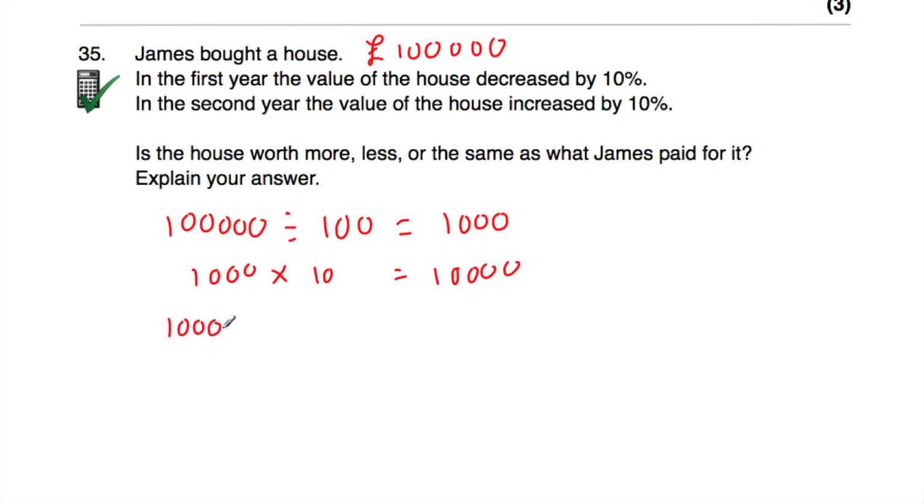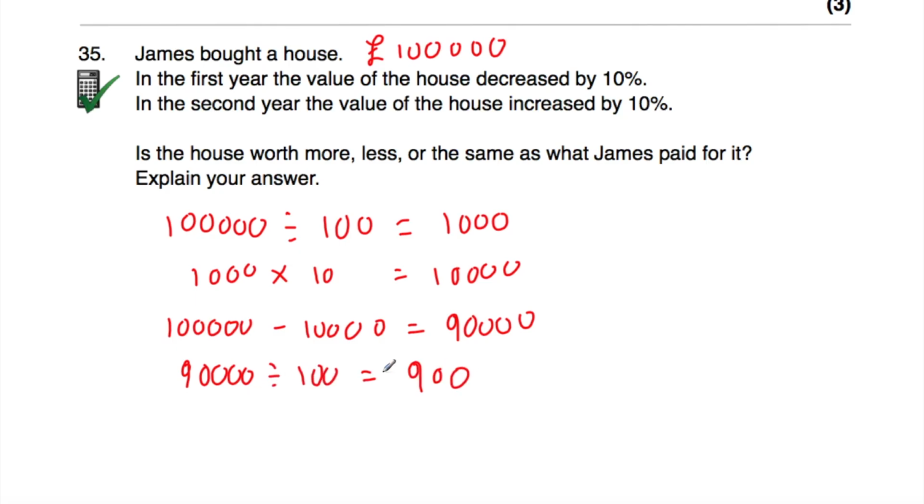So 100,000 take away 10,000 is equal to £90,000. So that's how much the house would be worth after 1 year. Now it's going to increase by 10%. So we're going to increase this by 10%. So 90,000, we could divide by 100 to find 1%, and that's equal to 900. And then we could take the 900 and times that by 10 to find 10%. And that's equal to 9,000.